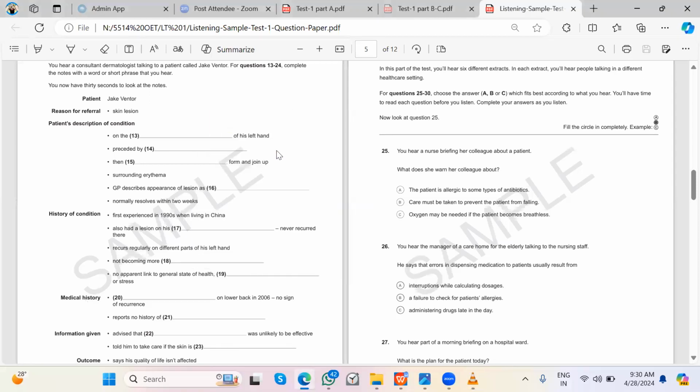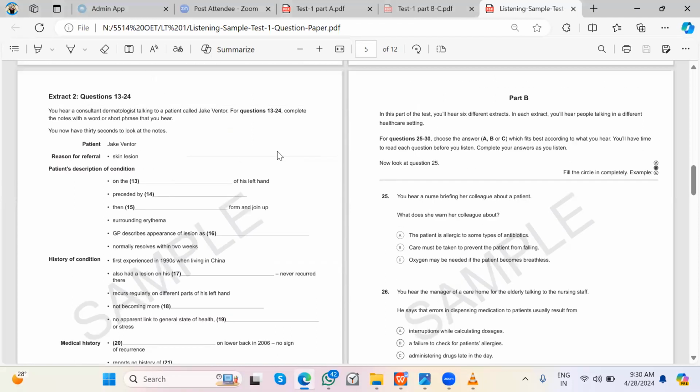You hear a consultant dermatologist talking to a patient called Jake Ventor. For questions 13 to 24, complete the notes with a word or short phrase. You now have 30 seconds to look at the notes.